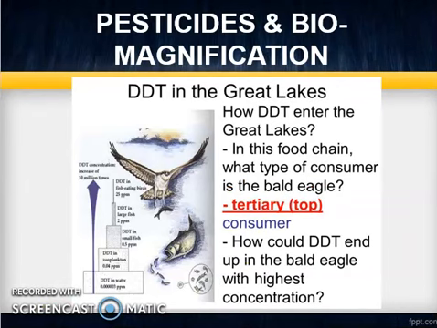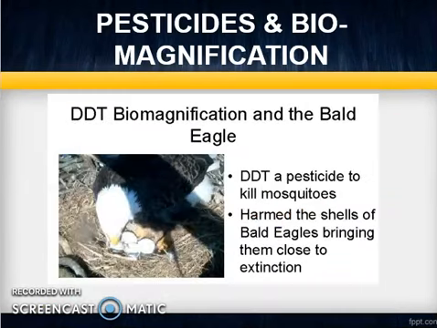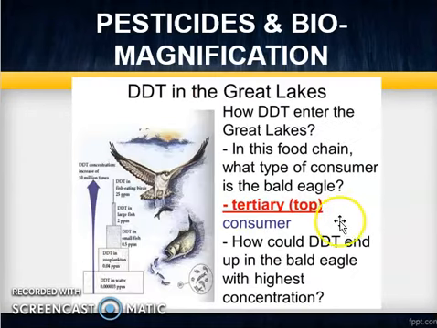Okay, so let's discuss the mechanism or process of how DDT present in the Great Lake can cause a harmful impact on the population of bald eagles. Based on the figure in this slide, this is the food chain in the Great Lake, whereby the top predator in this food chain is the bald eagle, and the lowest or first trophic level of this food chain is the plankton.